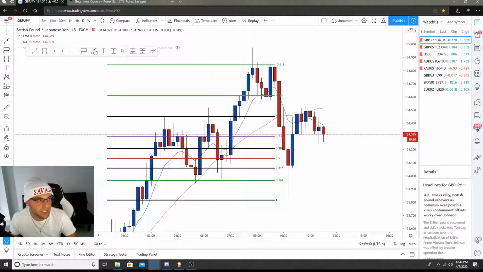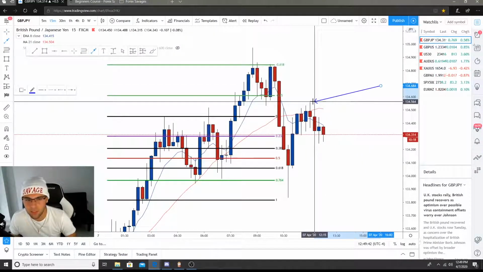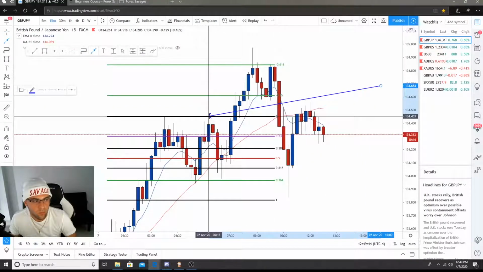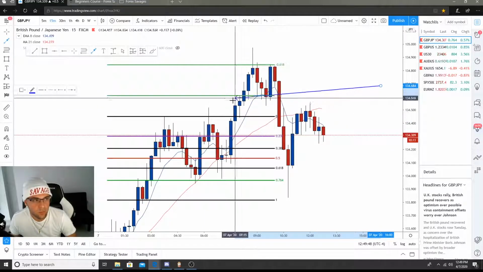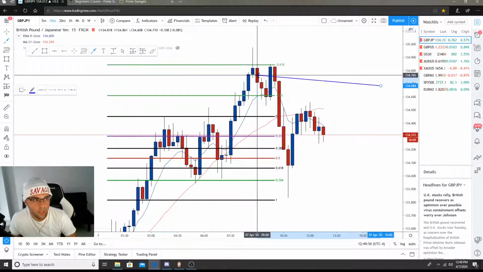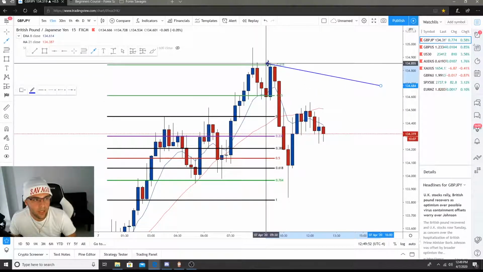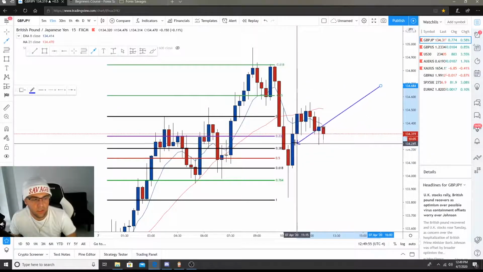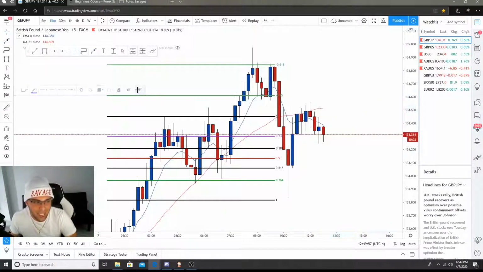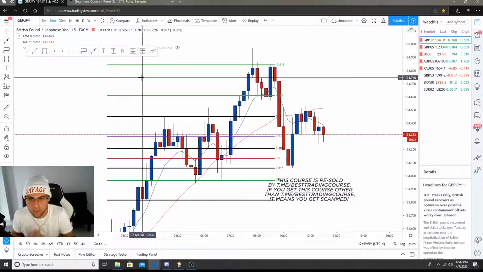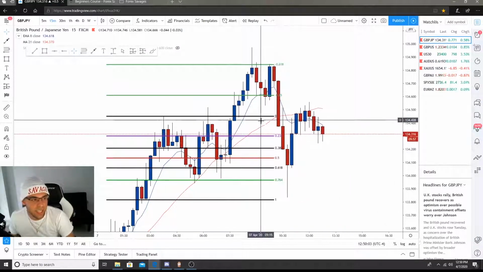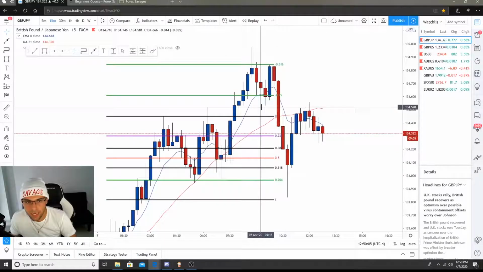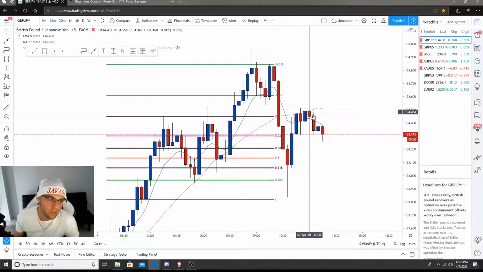Boom. As you guys can see, look how our levels are respected and rejected. Respected. Boom. Touch. Wick, wick, wick. Come back down. So you guys can see exactly how these zones are being respected here. It's not rocket science. It's clear as day. These zones get respected, they get rejected, and they play out really nicely once you start to learn how to use it.